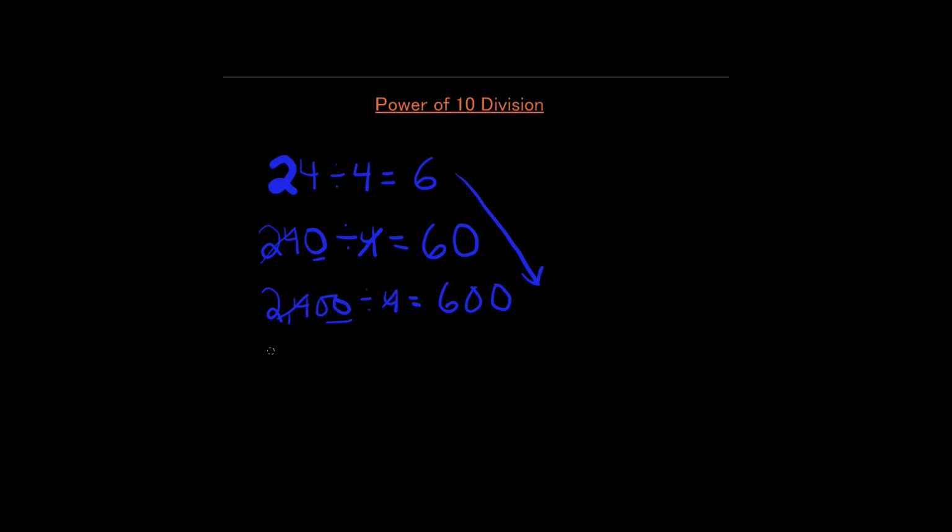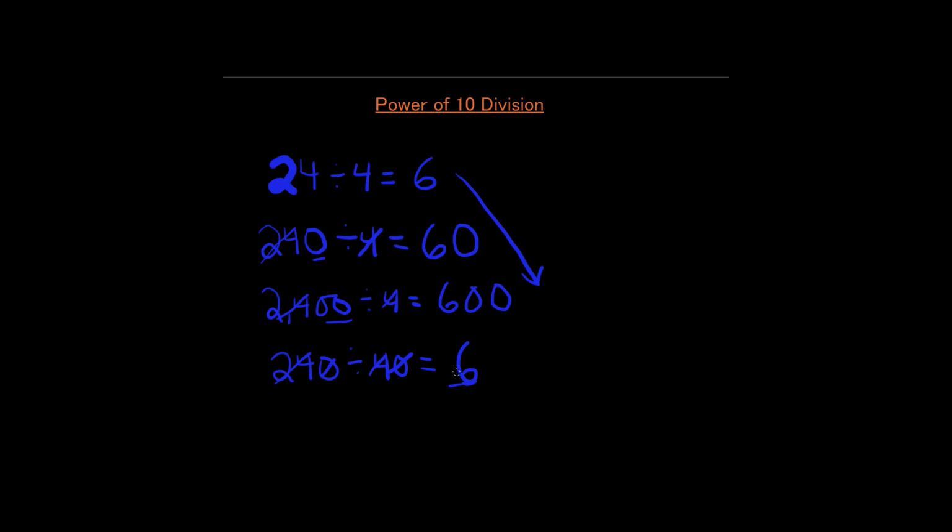Okay, and let's take a look though. What happens if we have a number like this? So 240 divided by 40. So this time we have zeros on both sides of the division problem. So we're still going to do our 24 divided by 4 to get 6. But then when there are equal amounts of zeros, we can cross out equal amounts. So that problem, the answer is back actually to 6.